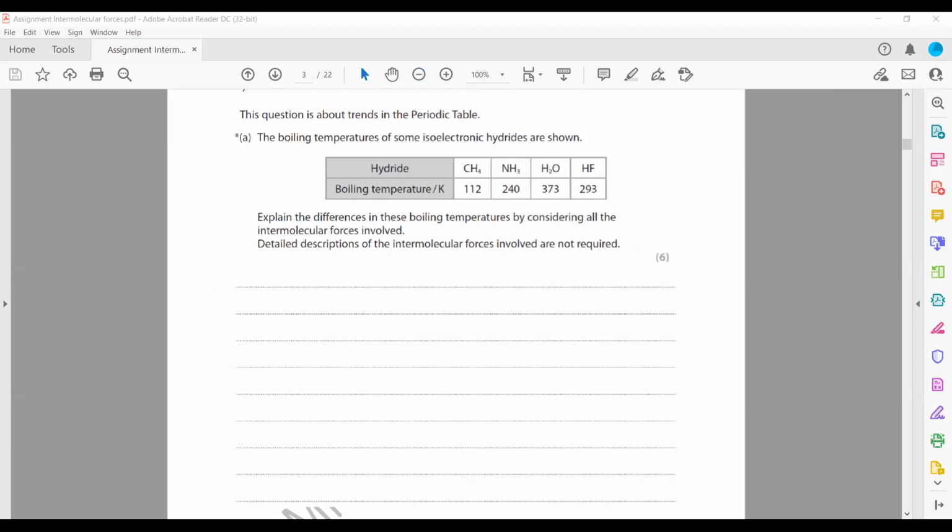First, CH4 is having the London dispersion force or dipole induced dipole force. First, we identify the type of the bonding. So in CH4, what kind of force is there? It will have London dispersion force. You can even say London force or dipole induced dipole force.